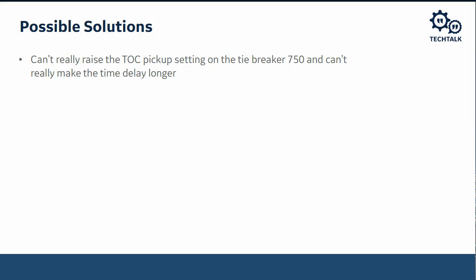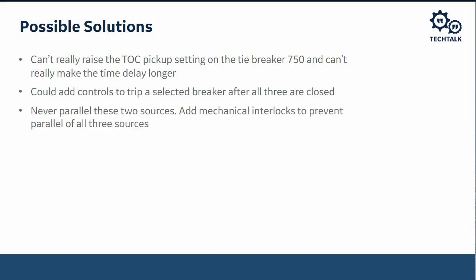They could add controls to trip a selected breaker after all three are closed. What that would look like is if they put the 52A and B contacts in series, so that if all three breakers became closed, they would trip the distribution system main breaker. What they actually did was add mechanical interlocks to the switchgear to prevent paralleling of the three sources, so that you could never parallel those three sources.